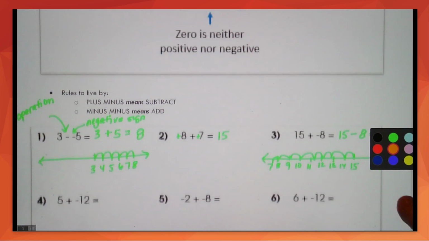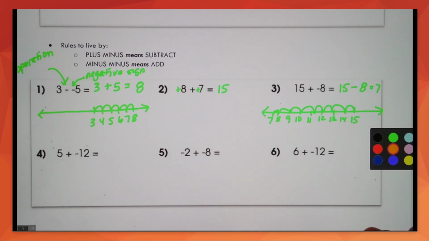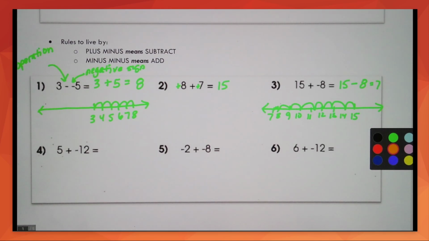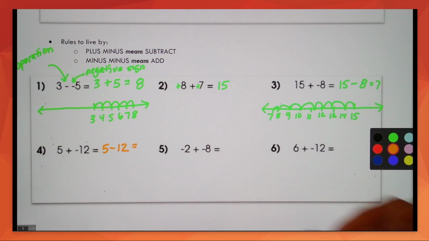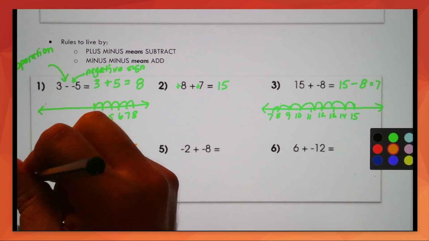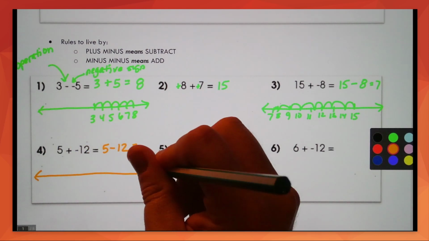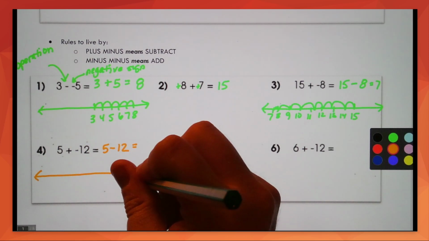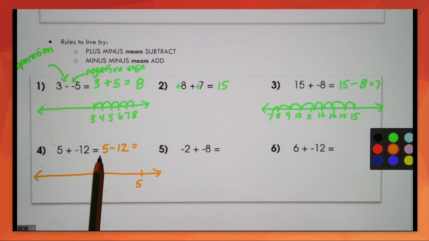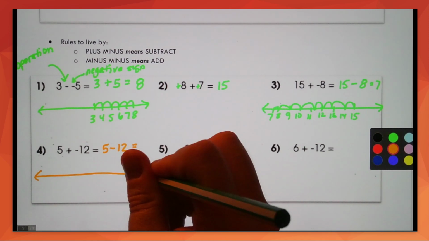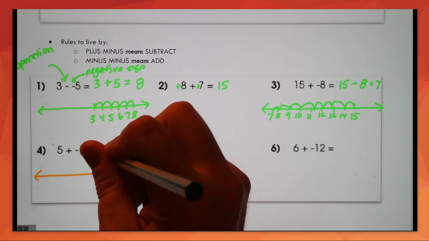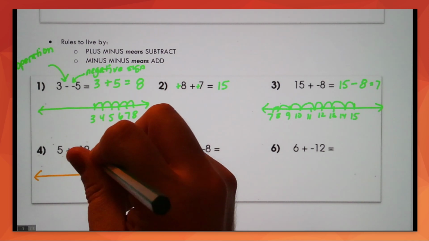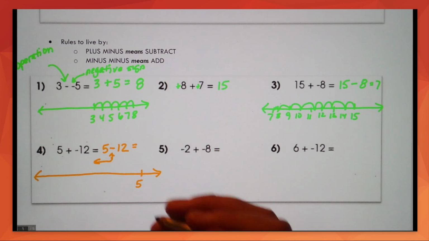So let's do orange. I feel kind of orange today. Number 4 is 5 plus -12. Well, plus minus means subtract, so this will be 5 minus 12. And what does that come out to? Well, you need a number line, so let's draw one. I'm going to put +5 here, because that's our starting point. And then I need to go backwards. Subtract means to go to the left. I've got to go back 12 spaces.